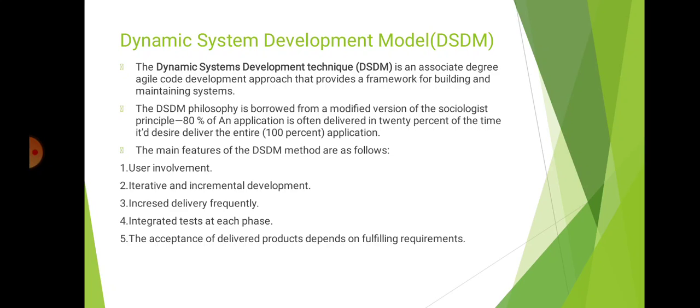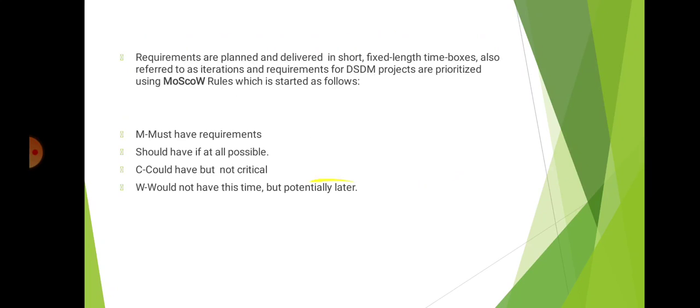The main features of the DSDM method are as follows. First is user involvement. Second, iterative and incremental development. Third is increased delivery frequency. Fourth is integrated testing at each phase. And fifth is acceptance of delivered products depends on fulfilling requirements.